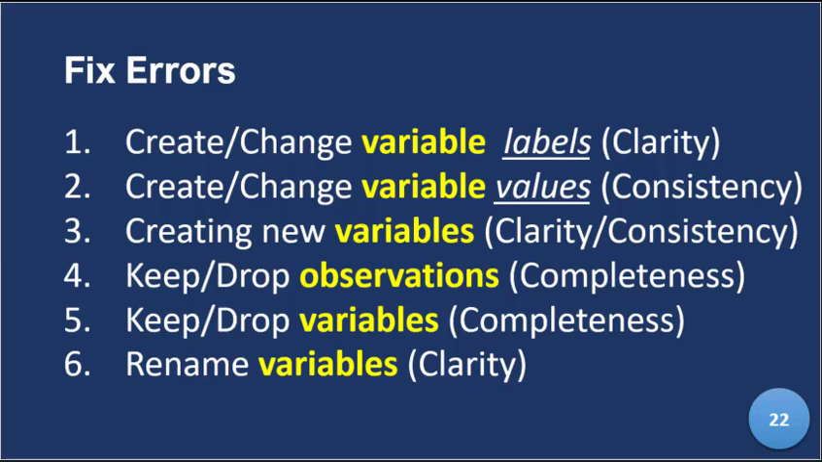Then we drop observations or we keep them. That's completeness. So some observations were not part of the study, should not have been added, or they should have been added. That's when we deal with completeness. Then we can drop or keep variables. Some variables were never necessary, some variables don't have information, then you drop. And then you can rename variables for clarity. So these are the kind of errors that you find in your major cleaning activities. And they address, you can see, all the 3 major measurements of data quality: consistency, completeness, and clarity.